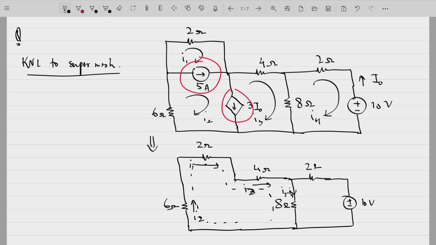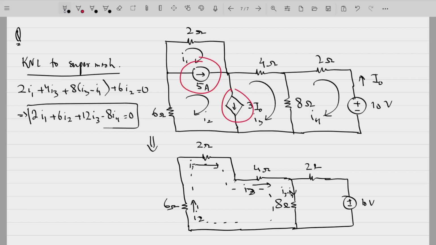By applying KVL to the super mesh now, let's start from the 2 ohm resistance at the top. 2I1 plus 4I3 plus 8(I3 minus I4). If current I2 is flowing in this direction, it will be positive. So 6I2 is equal to 0, which implies 2I1 plus 6I2 plus 12I3 minus 8I4 is equal to 0. This is one equation that we have.